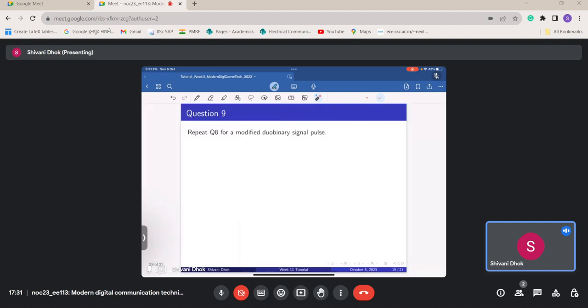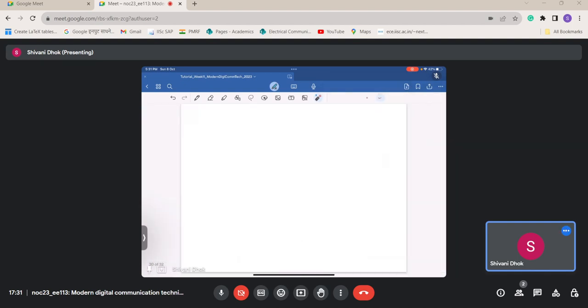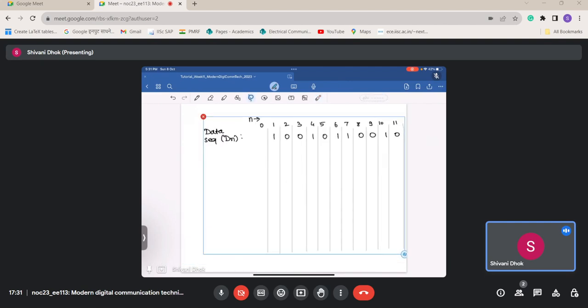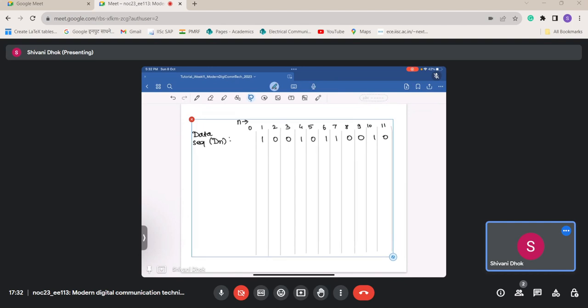So what we need to do here is we need to repeat question 8 for modified duobinary signal pulse. So same thing we need to repeat for a modified duobinary signal pulse. So for that I'll just paste what I had copied. I'll just keep this as it is.